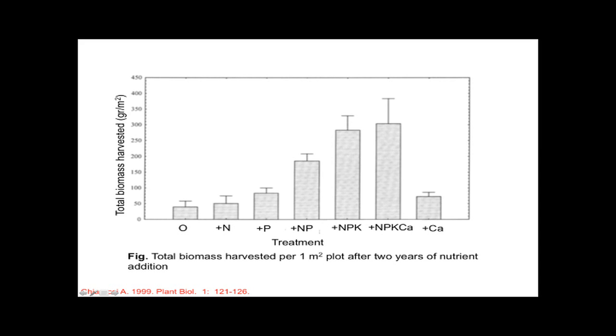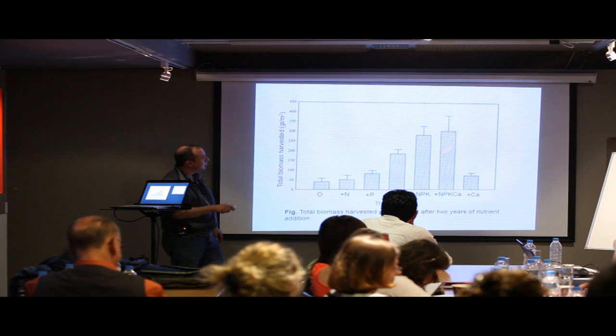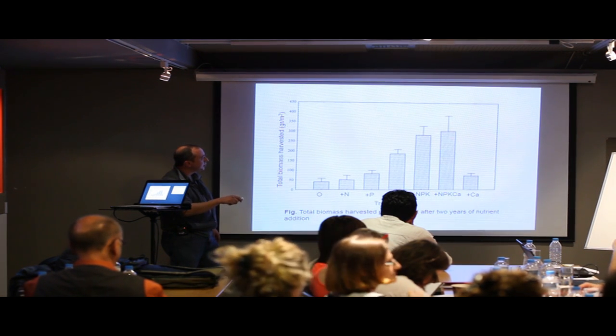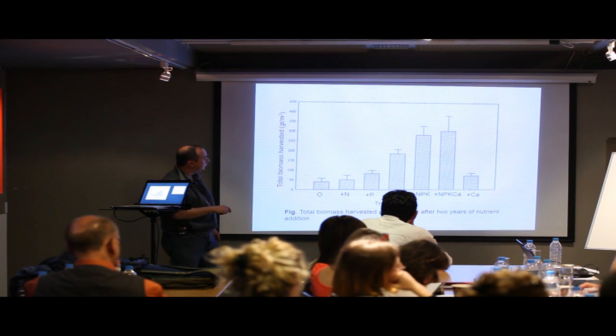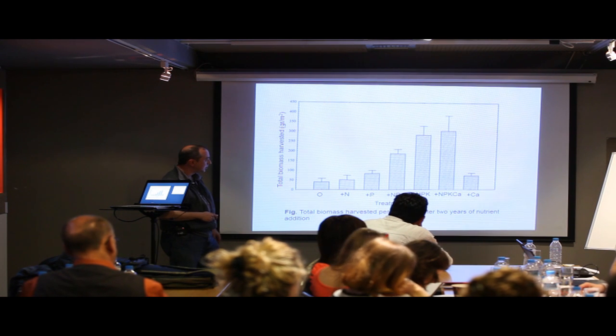However, in most experimental studies about fertilization of serpentine soils, it is clear that there is a significant increase of biomass when we add nutrients to the soils. And in this experiment, when we add nitrogen, phosphorus, potassium, and calcium, we have the largest increase of biomass in comparison with the control case.